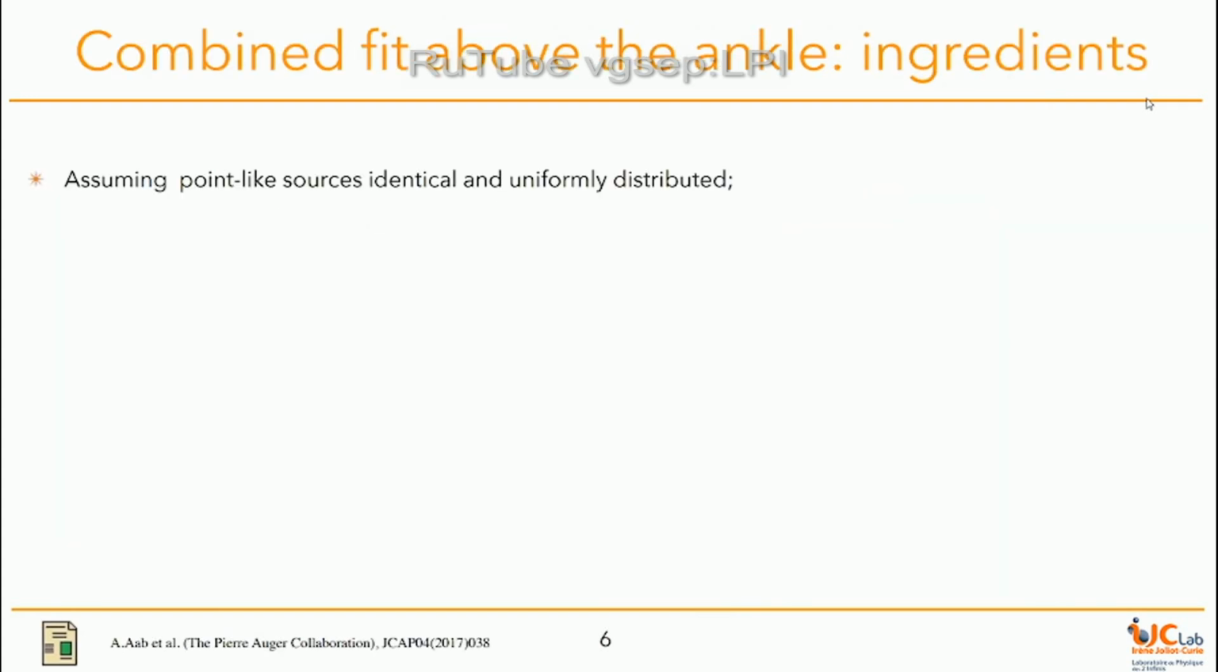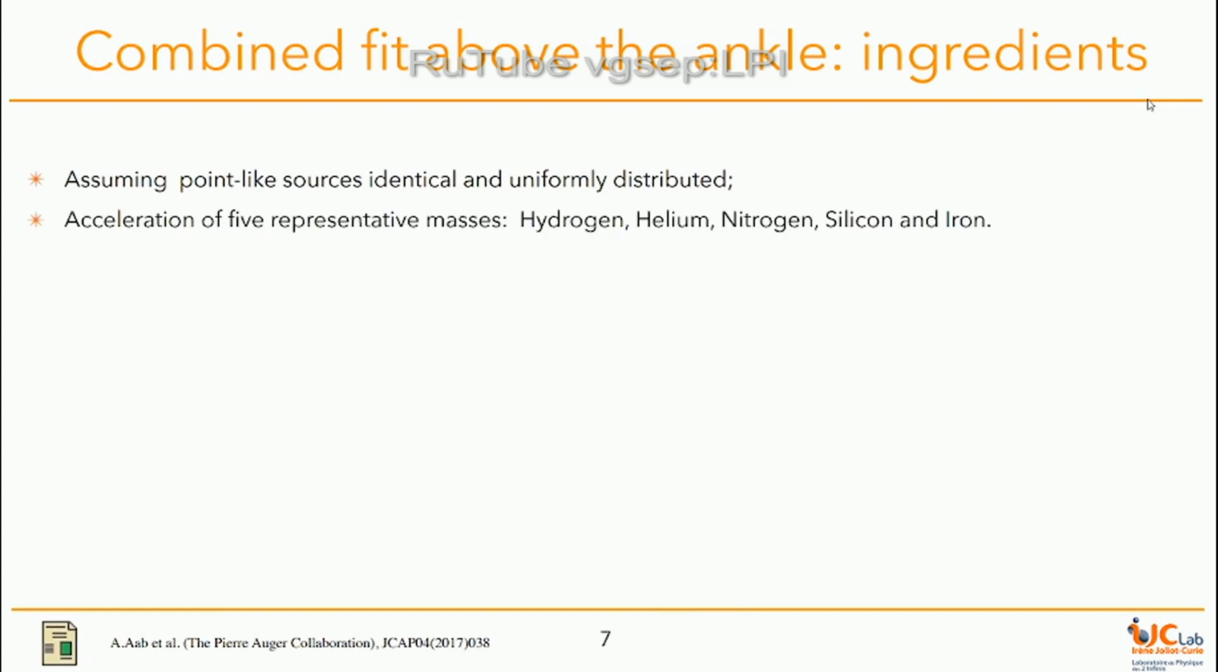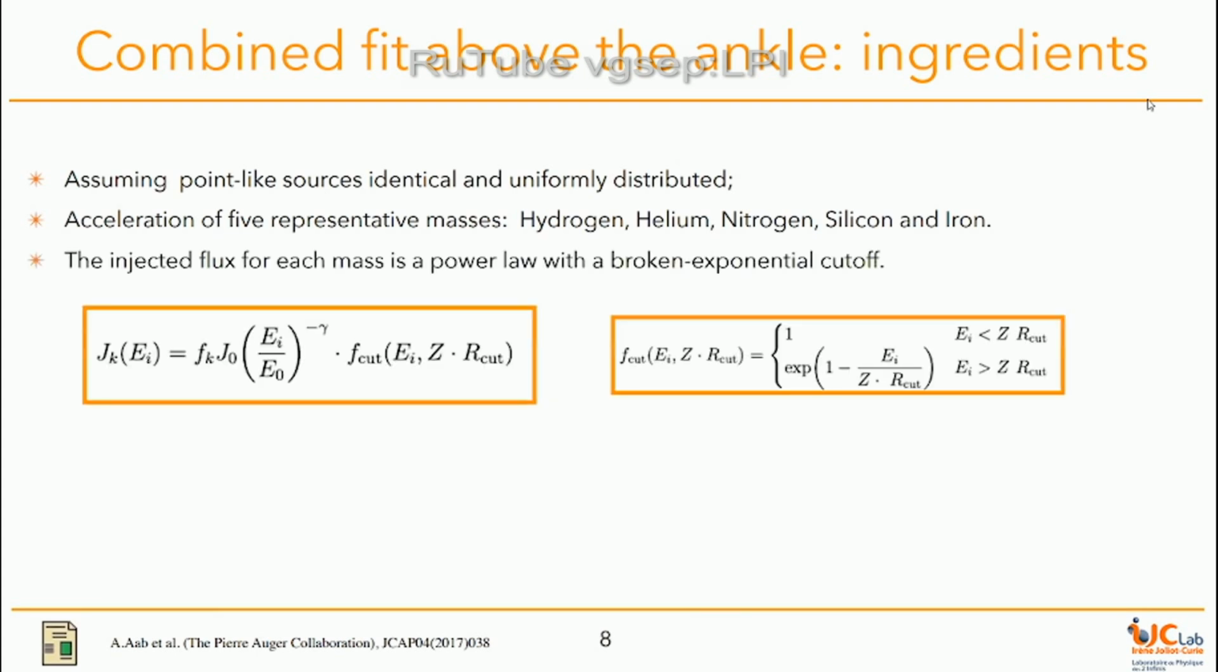This was explored, among other works, in this paper by the theoretical collaboration, where it is assumed that all the sources are point-like, identical, and uniformly distributed, and that they can accelerate five representative masses: hydrogen, helium, nitrogen, silicon, and iron. The injection spectrum is a simple power law with a rigidity cutoff. Rigidity cutoff means that once you define a maximum energy for protons, it is charge dependent, so for example iron will be accelerated to 26 times that energy.